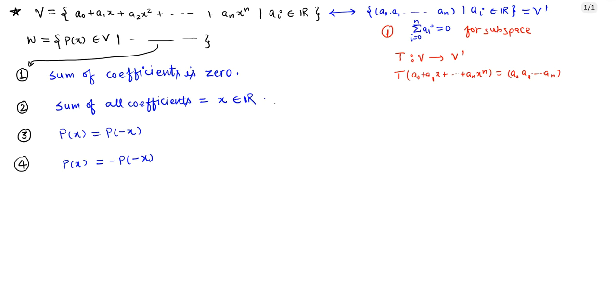What do you mean by odd polynomials? This is the collection of odd degree polynomials, or odd polynomials. What is an odd polynomial? Let's write some: x plus x cube plus x to power 5. Is this a polynomial in this fourth subspace or not?